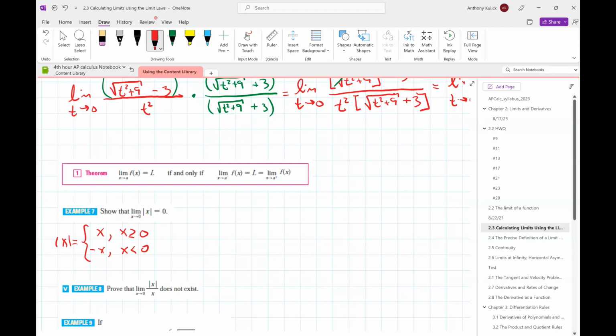Wait, so just to make sure, direct substitution can only be used on a polynomial or rational function, no other types of functions? As of this moment, that is what we're saying. We may expand that definition, but as of right now, that is what we are saying.